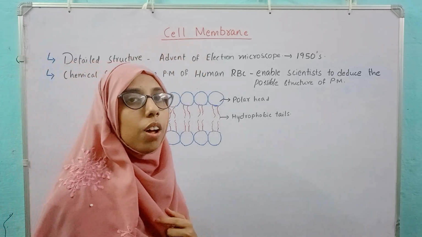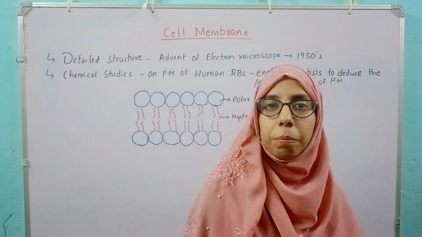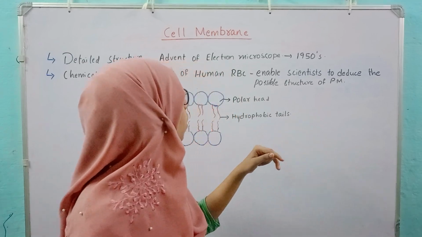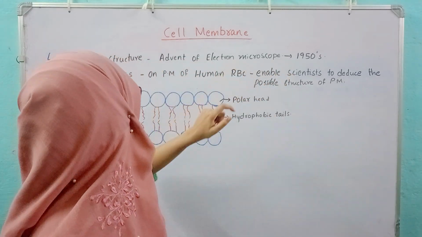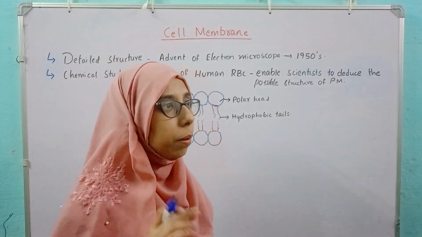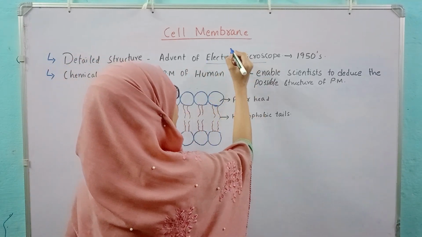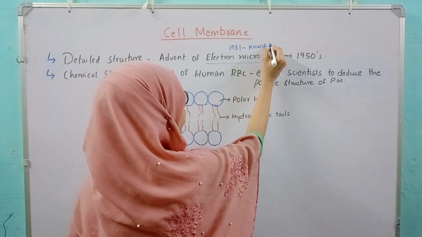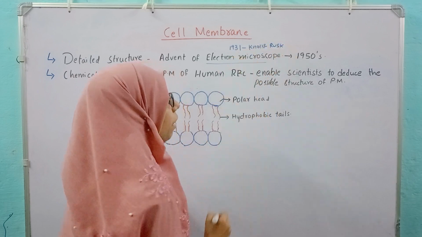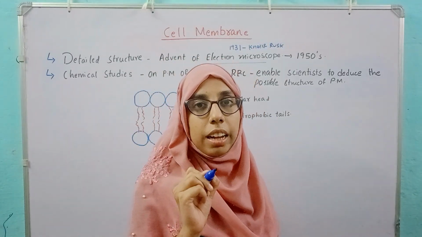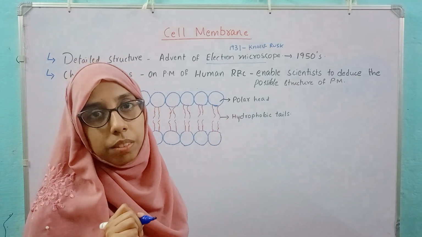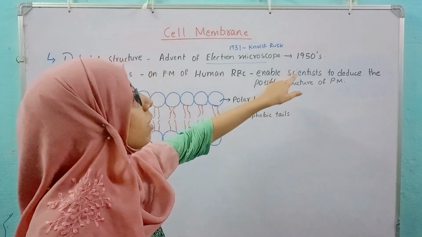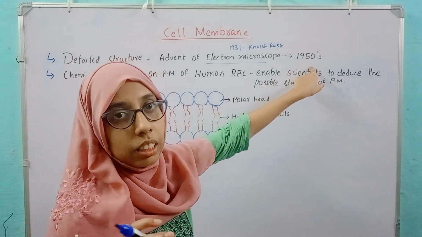To study the detailed structure of the plasma membrane, scientists needed an advanced microscope, and in the 1950s, scientists used the electron microscope to study it. But the electron microscope was discovered in 1931 by Knoll and Ruska. The advent of the electron microscope helped the scientists to study the plasma membrane. Though it was discovered in 1931, the studies on the plasma membrane were carried out in the 1950s.